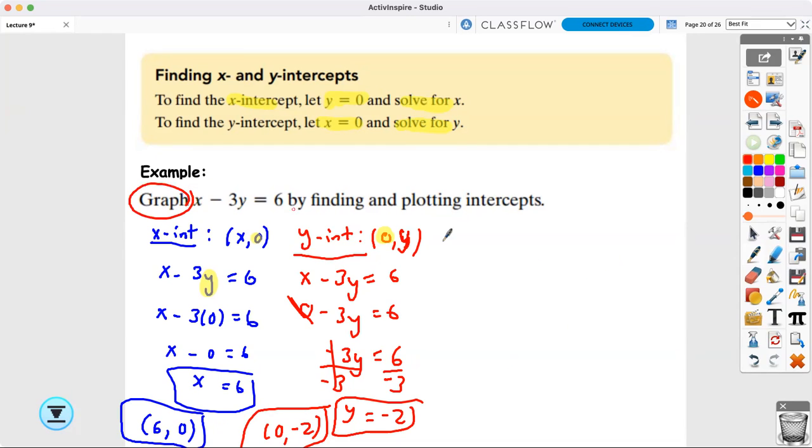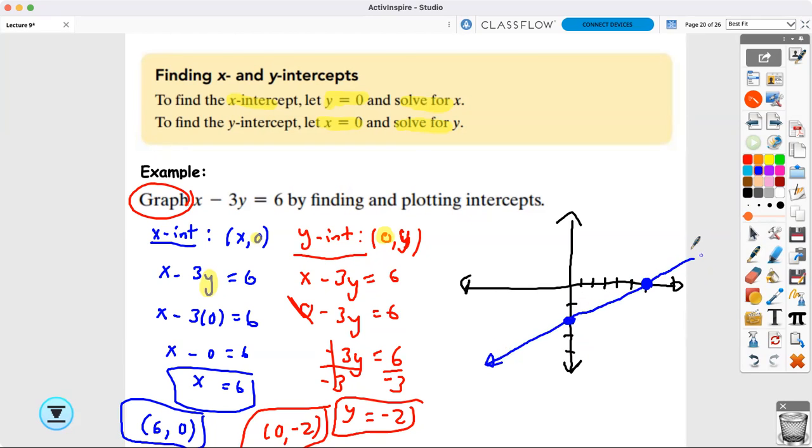We're not done though, we have to graph, right? So draw your y-axis, draw your x-axis. Now we have to graph (6, 0) and (0, -2). So (6, 0) is to the right, so it'll be 1, 2, 3, 4, 5, 6. And then we go to negative 1, negative 2. This is (6, 0), the blue one, and negative 2 is right here. Then get your ruler or a straight edge and connect the two intercepts. And voila, we have our line.